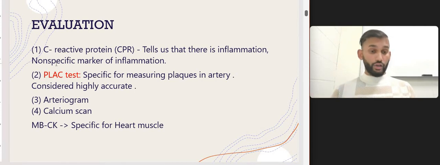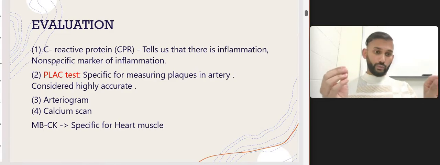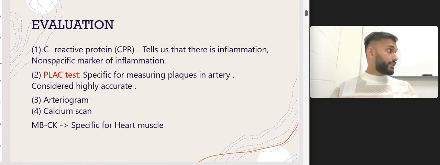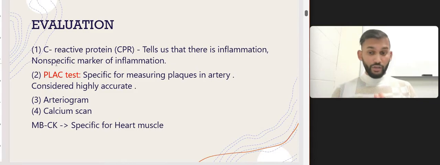We can also do an arteriogram, where we inject dye in the artery and see how that dye flows through. If there is a blockage, the dye will not be able to cross that barrier. We can also do a calcium scan to check for that. There is one specific test as well, CK-MB, which is specific for the heart muscles and can give us an idea. But mostly when we do labs, we go for troponin compared to the other ones. So those are the different kinds of tests we can do, and that's some of the basic things we need to know about coronary artery disease.